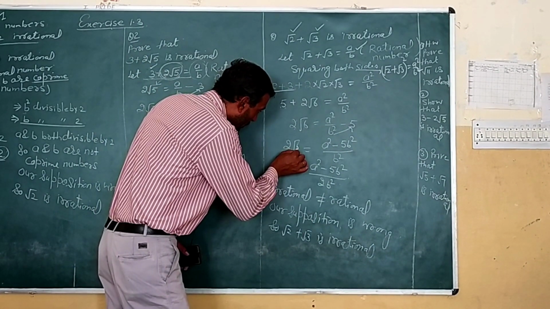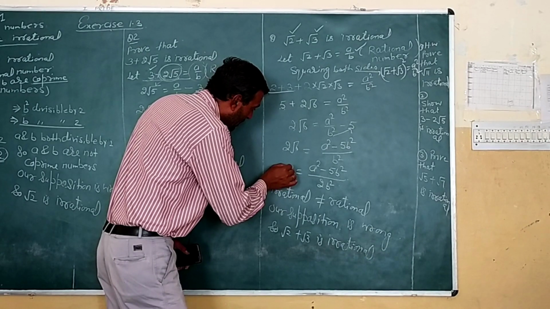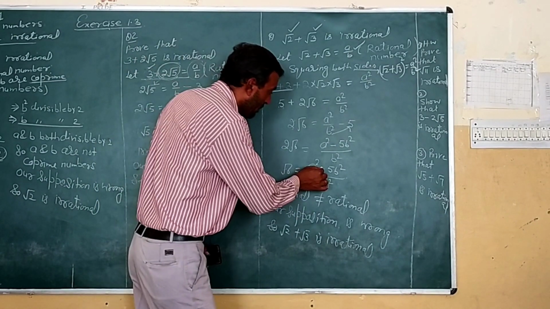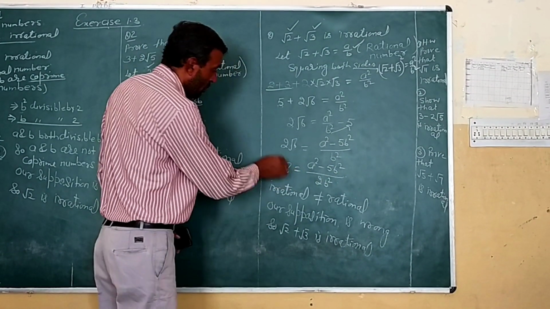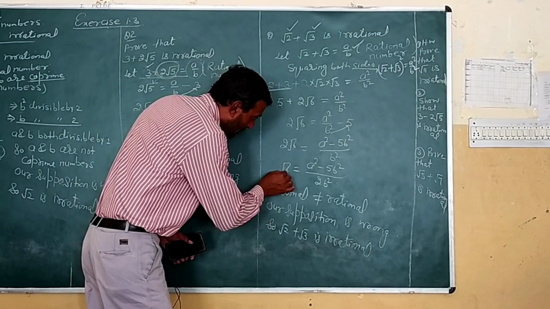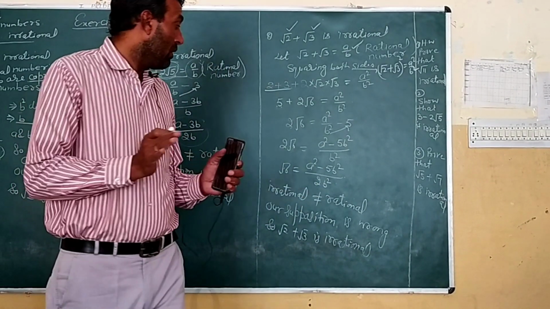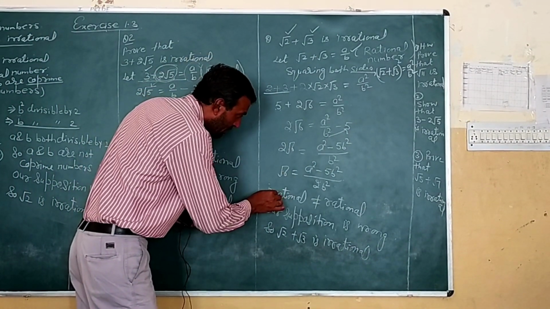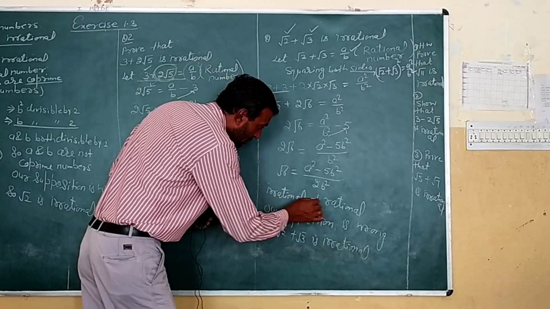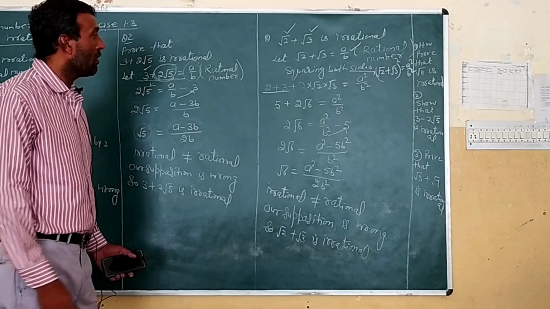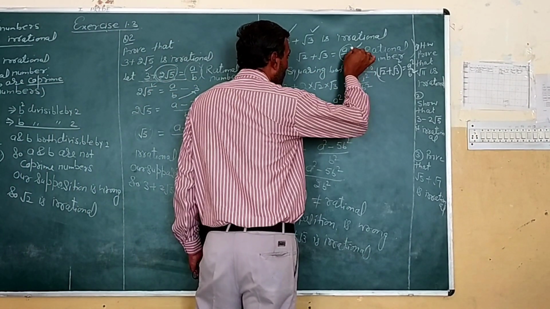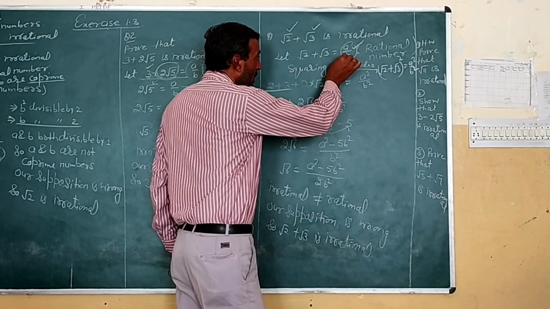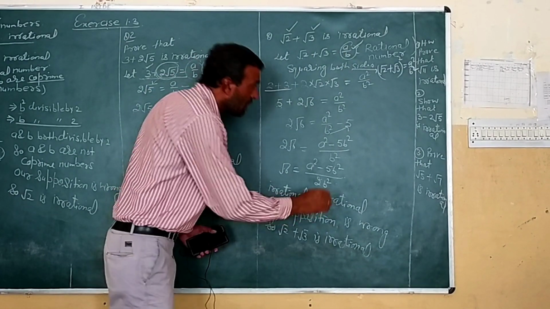So now root 6 and 2 are here. Root 6 we are taking here, but 2 is multiplication, so transposing to this side, we get a square minus 5b square upon 2b square equal to root 6. Now this is irrational and this is rational. One side is irrational and the other side is rational. So irrational is not equal to rational, and our supposition is again wrong because we took a by b as a rational number. Our supposition is wrong. So root 2 plus root 3 equal to a upon b rational is wrong. So root 2 plus root 3 is irrational.